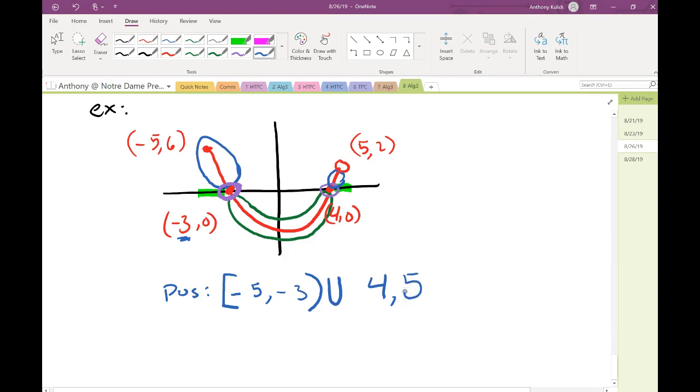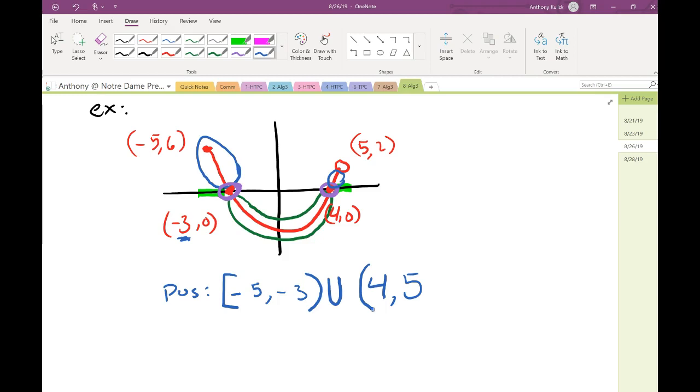Everybody okay with that? Okay. Let's look at the point that corresponds to the 4. That's this point right here. Should that have a bracket or a parenthesis? Parenthesis, because that point isn't above the x-axis. It's on the x-axis. That point needs to be put in with the zeros.